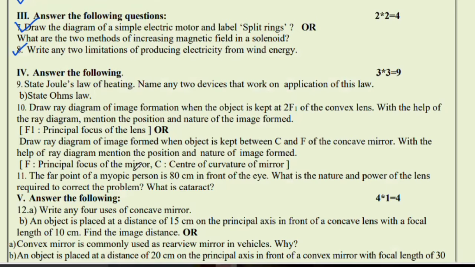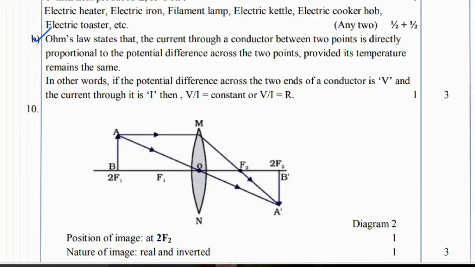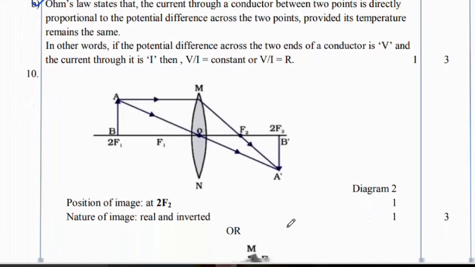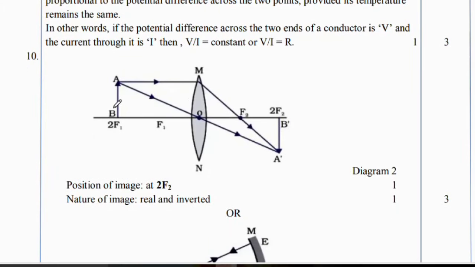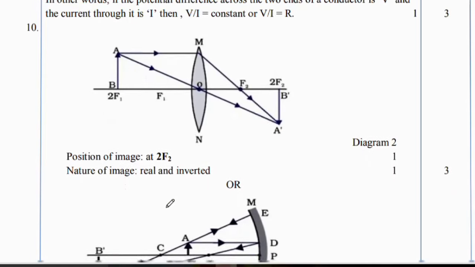Next question number 10, draw the ray diagram of the image formation when the object is kept between 2F and 2F of the convex lens. So this is the diagram when the object is kept at 2F, the image is also formed at 2F2. Therefore the position of the image is at 2F2 and the nature of the image is real and inverted.